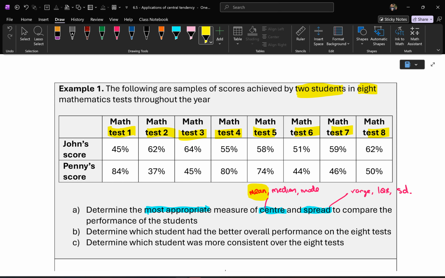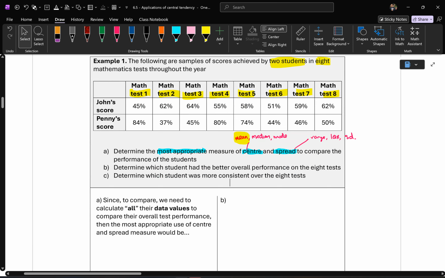So why we're using the mean is because you're calculating for every data point. As soon as you include every single data point, it's the mean. If you're not including all data points, then you can use the median and such, or the mode. So in our case, the mean is going to be the most appropriate.